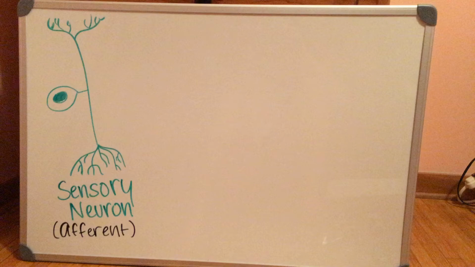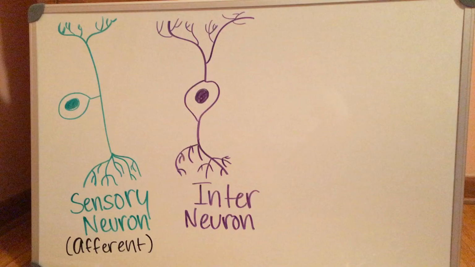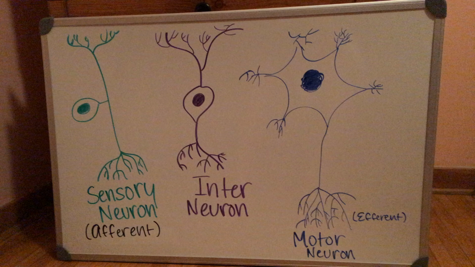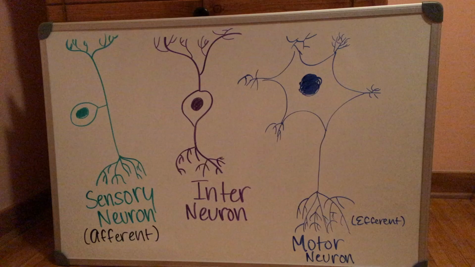The nervous system contains 3 types of neurons. Sensory neurons carry signals from our sense organs to the central nervous system. They are also known as afferent neurons. Interneurons connect various neurons within the brain and spinal cord. Motor neurons carry signals from the central nervous system to the outer parts, which are muscles, skin, or glands of our bodies. They are also known as efferent neurons.